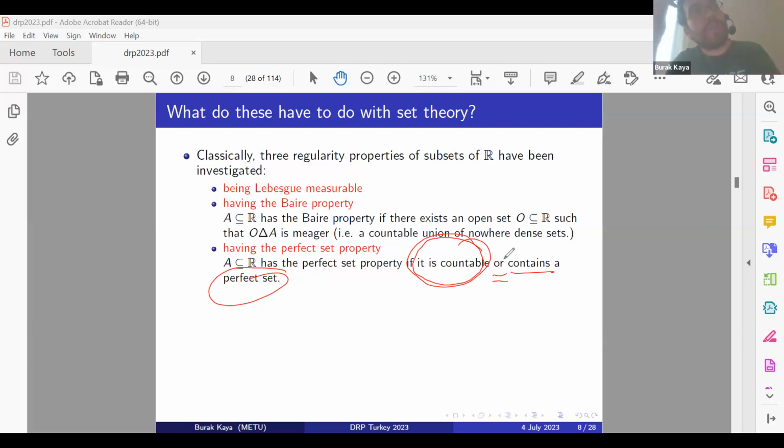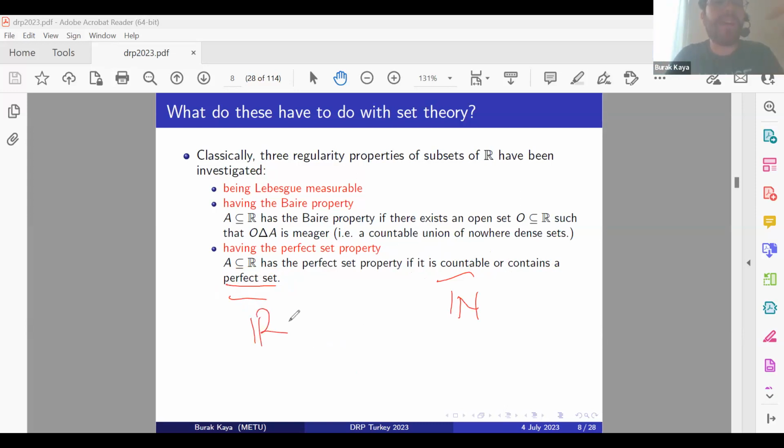Now, why is this important? If you know about the continuum hypothesis, which states that there is no cardinality between natural numbers and real numbers, having the perfect set property means that you can't be a counterexample to the continuum hypothesis. If you have the perfect set property, you either have the cardinality of natural numbers, or if you have a perfect subset, that has to have the cardinality of real numbers. Which means that these sets can't be counterexamples to the continuum hypothesis, which is why this property was being investigated.